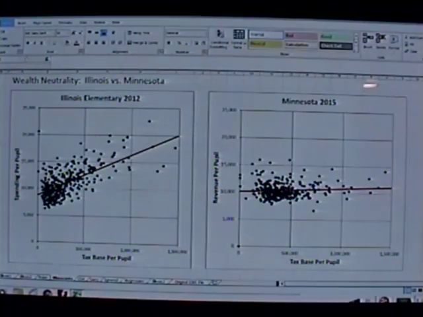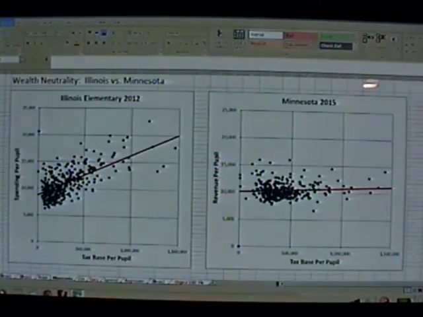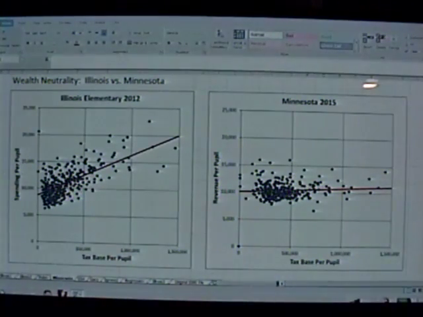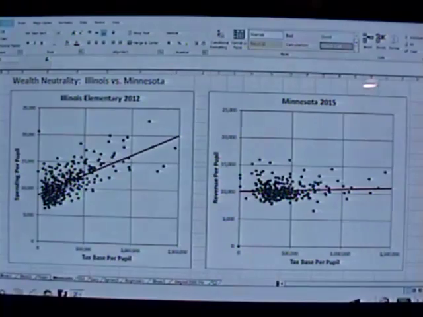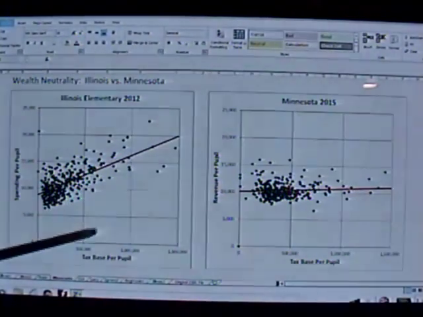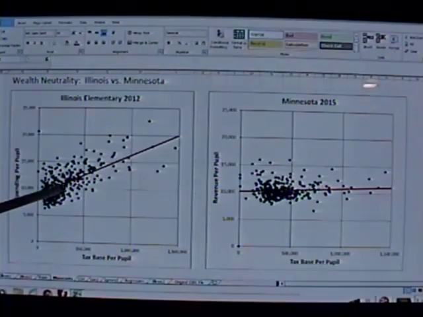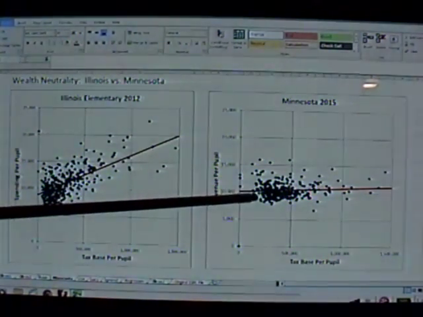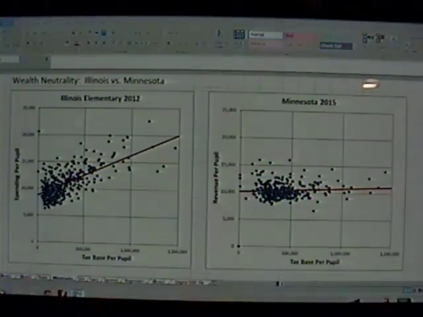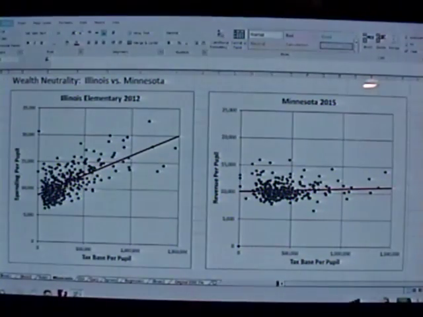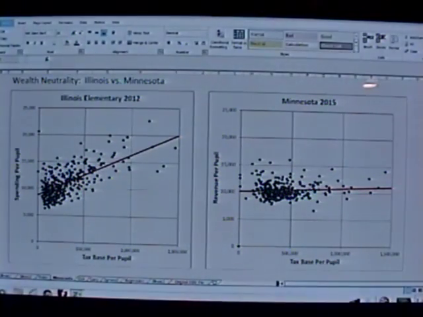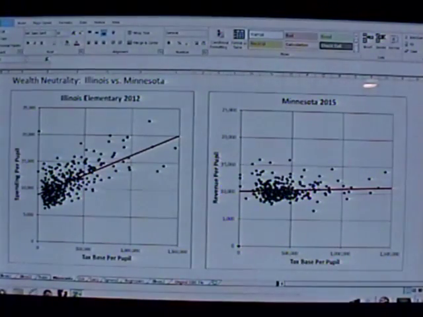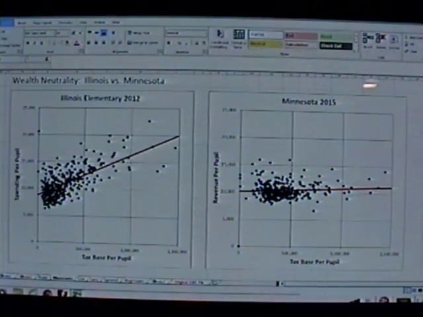Does Illinois have any choice about this? Well, let's compare spending per kid and wealth in both Illinois and Minnesota. Here's the graph we already saw from Illinois, where as districts get wealthier, the spending per kid tends to go up. The relationship between wealth and spending in Minnesota is much lower. The low wealth districts in Minnesota have about as much money to spend per kid as the wealthier districts. So fairness is possible.